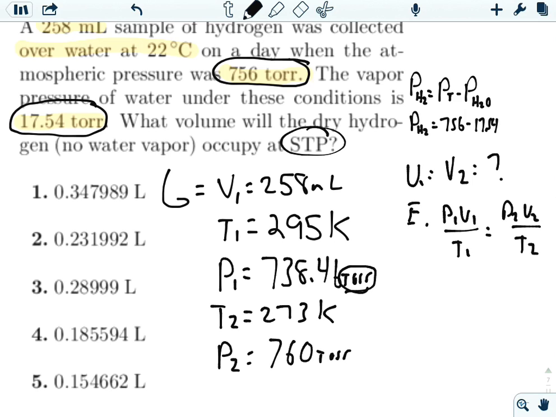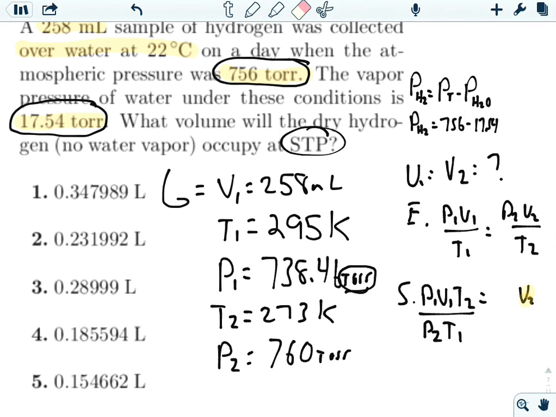Okay, substitute everything in. In this case, I like to solve for it, so we get P1 V1 T2 equals P2 V2 T1. Since we're solving for V2, we divide both sides by P2 T1. And we see that these will cancel out, and we're left with this equation.